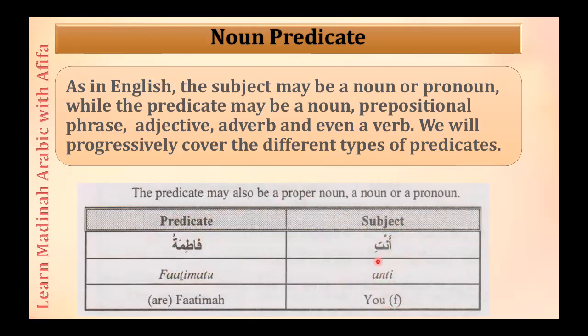Okay. So anti Fatimatu. You might be wondering, if it's the subject, where is the Dhamma? But this is different because we will study about these. These are pronouns, so they come in fixed forms, and we will study about this down the line. You don't have to worry about that right now. Right now, the focus of this discussion is just for you to understand that the subject can also be a pronoun, like you are Fatima. So Fatima is the predicate. So the predicate may also be a proper noun, a noun, or a pronoun.